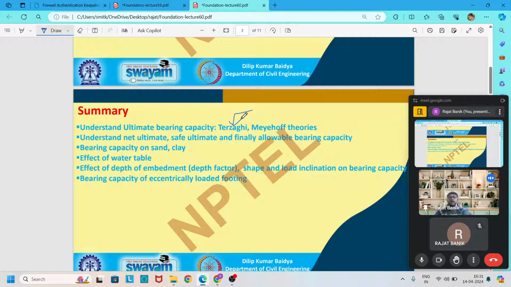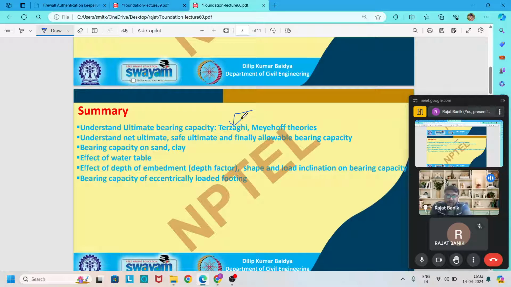Then we also studied the effect of the water table on the bearing capacity. We know that water reduces the bearing capacity of the soil due to the buoyancy effect, and this buoyancy effect is denoted by the submerged unit weight of the soil. We know that the submerged unit weight is gamma saturated minus gamma w. So you see that it is already reducing the unit weight of the soil, so automatically reducing the bearing capacity of the soil.